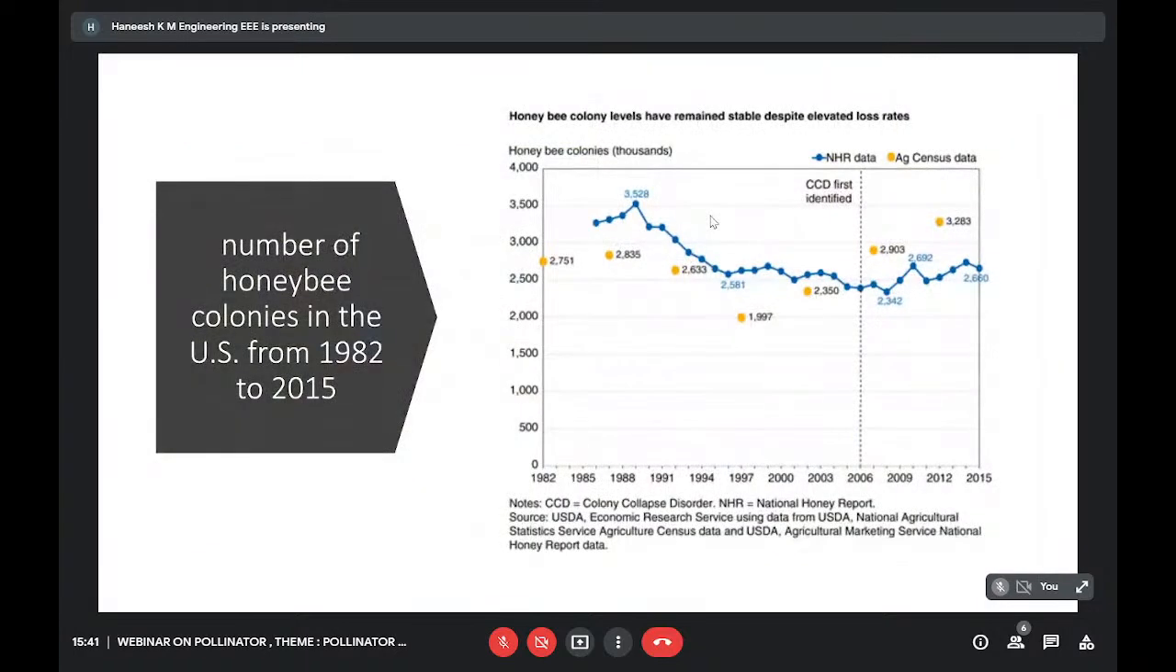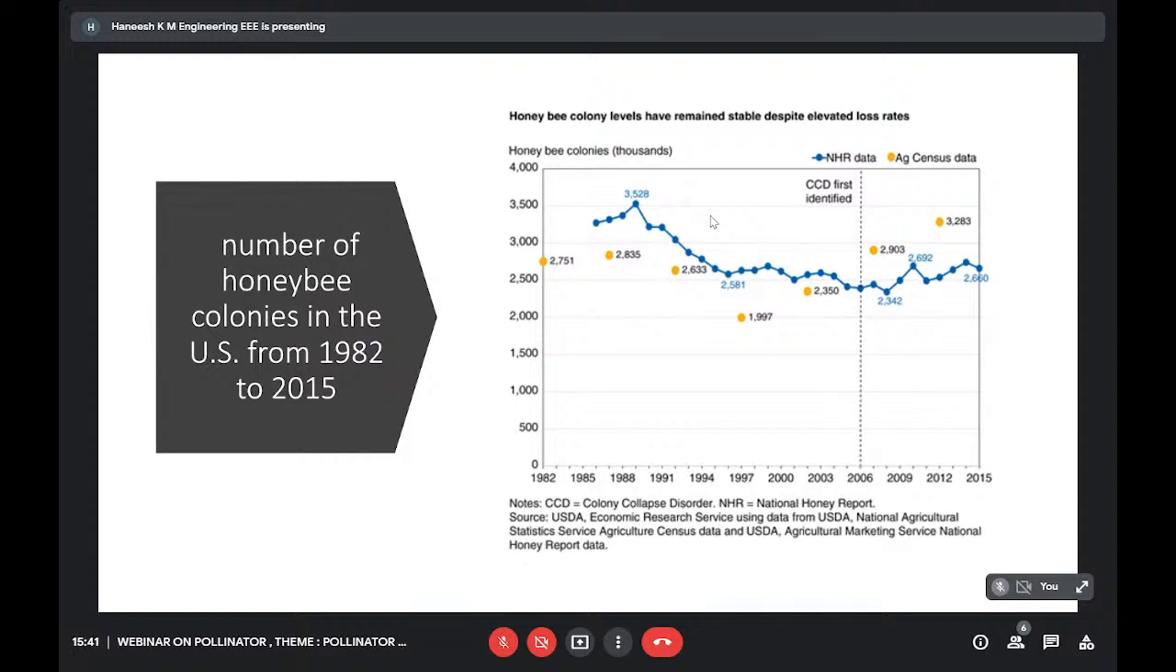And this is one or two statistics from the US. In the US there are a lot of crops, and they have the habit of keeping honeybees commercially also. When you are keeping honeybees, they help the pollination of that particular plant, and also you get a better output from the honey. So they have a habit of keeping honeybee colonies.